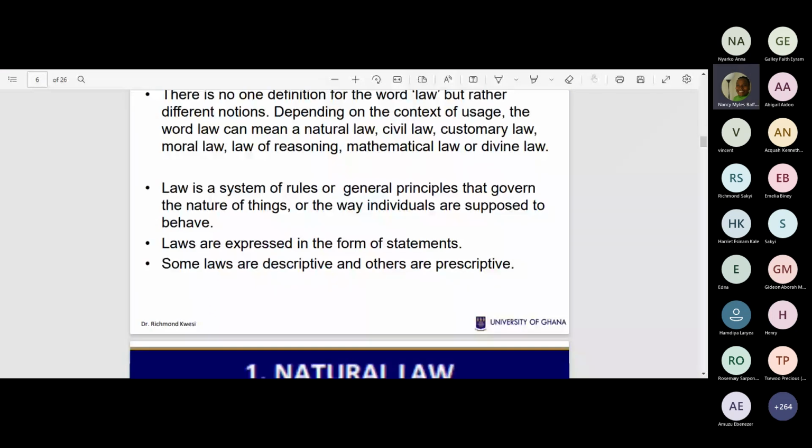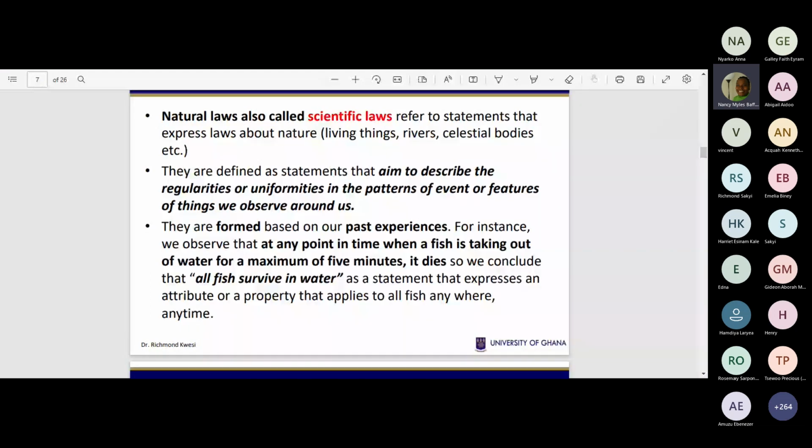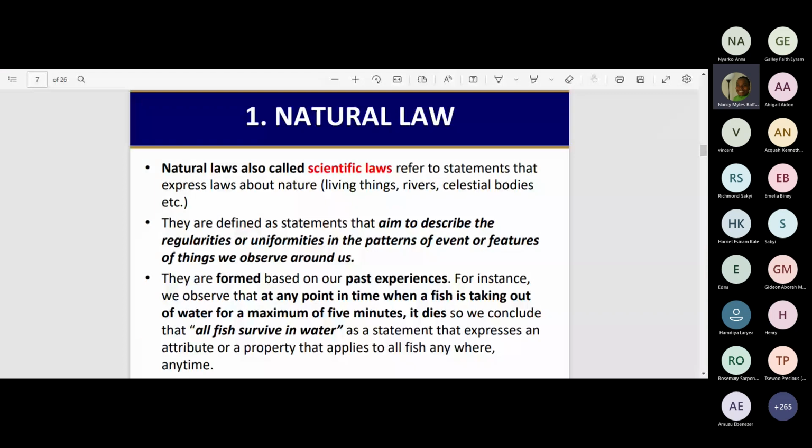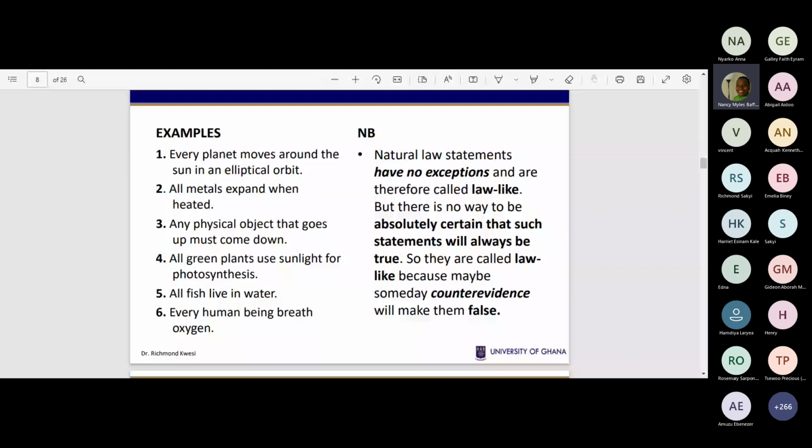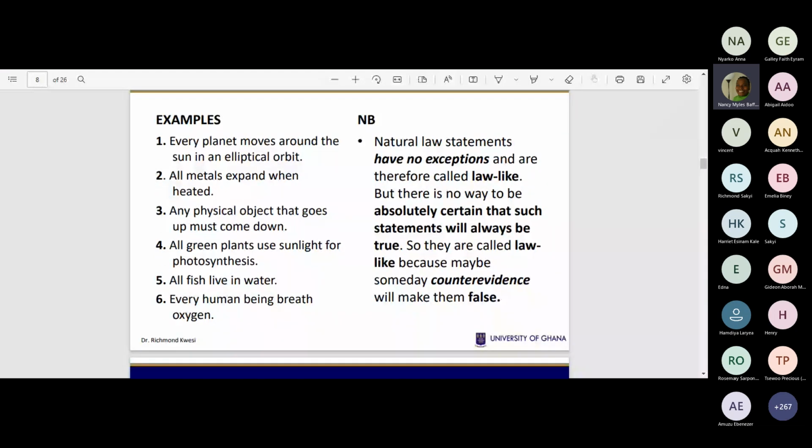I've said everything on this slide also, on scientific laws. So natural laws are also called scientific laws. They are empirical in nature. Why? Because they describe, I've said all that. Based on past experiences, you draw general conclusions, but they cannot be absolutely certain because there could be a counterfactual. If you don't see counter evidence, you see counterfactual, it's the same: an opposite to the fact.